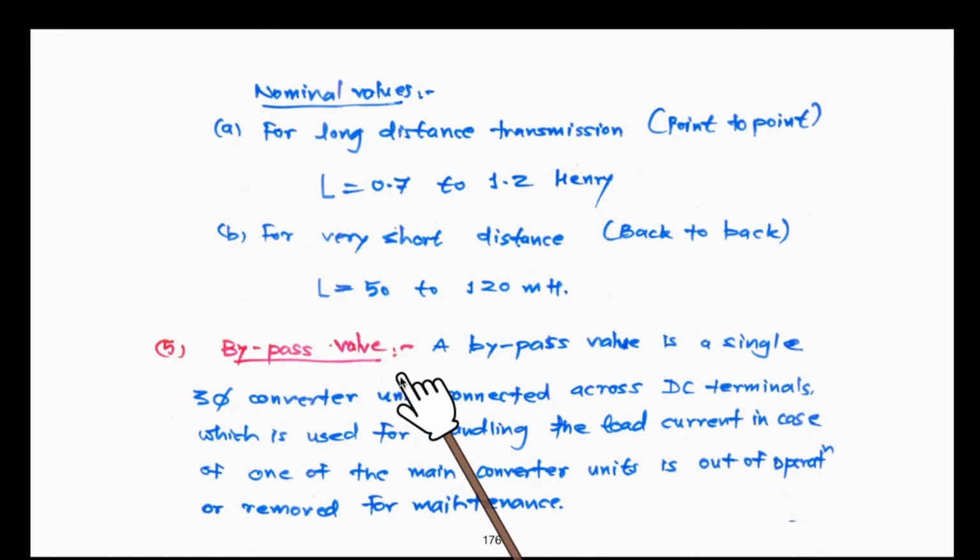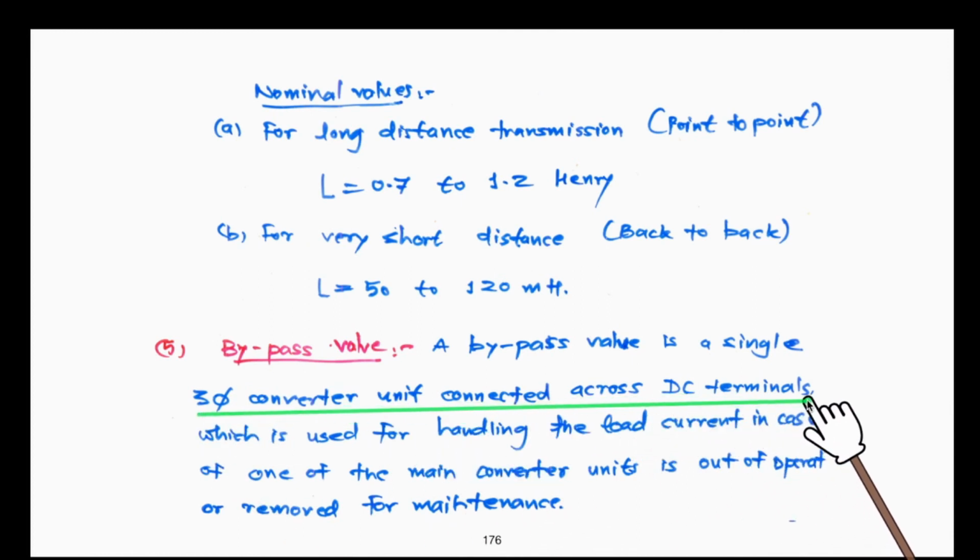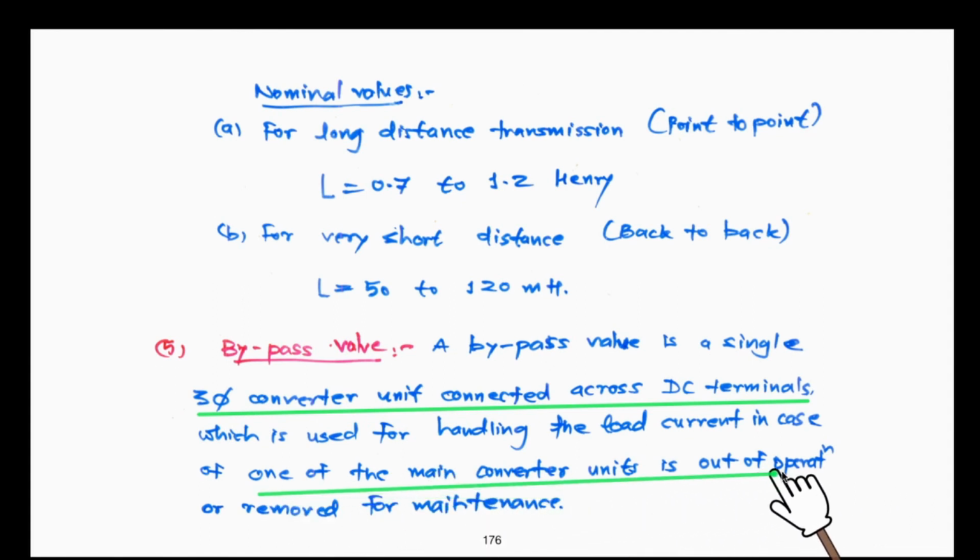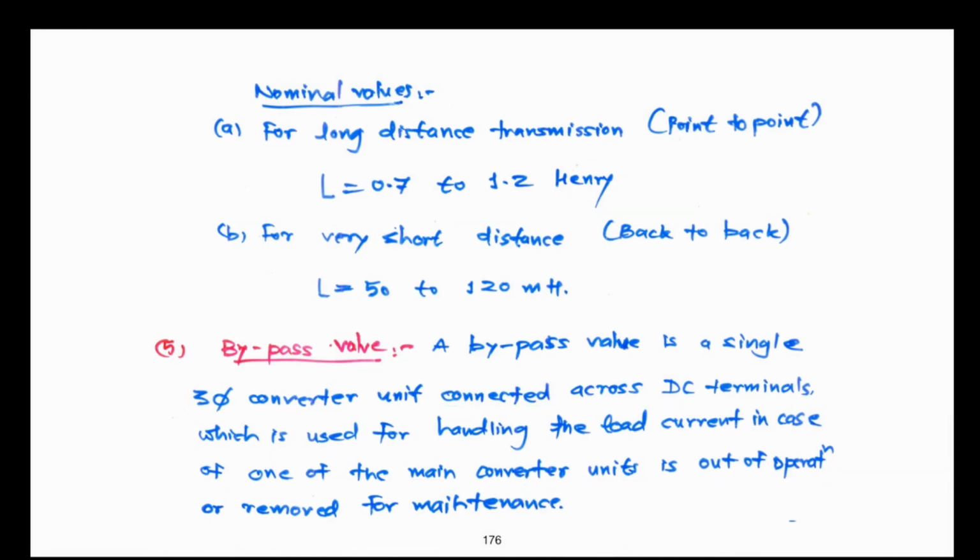Similarly, the next component is the bypass valve. As I told you, it is a single three-phase converter unit connected across the DC terminals, and generally it is in the blocked state. It is used when one of the main converter units is out of operation, or removed for maintenance. So it works only in that case.